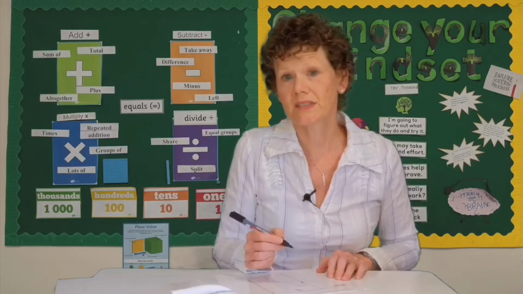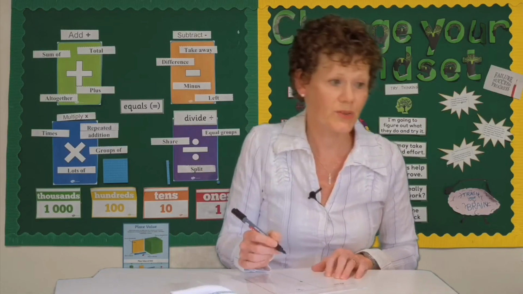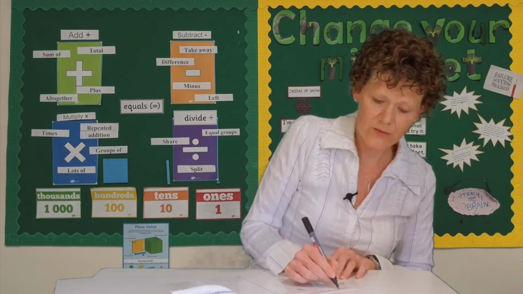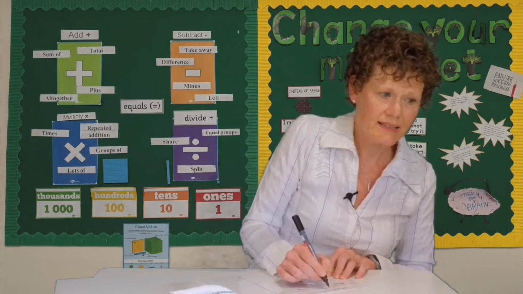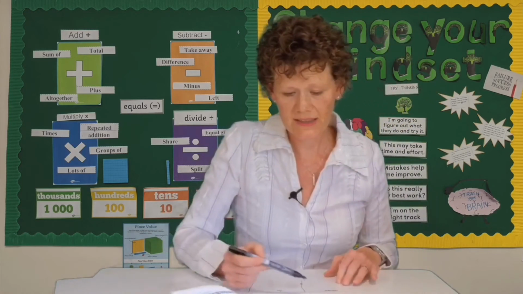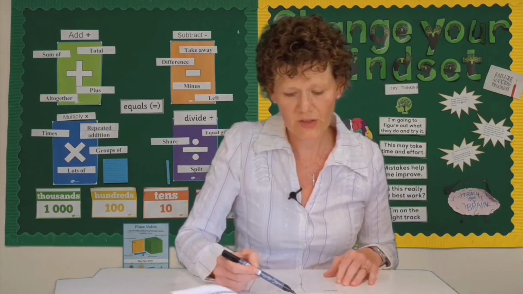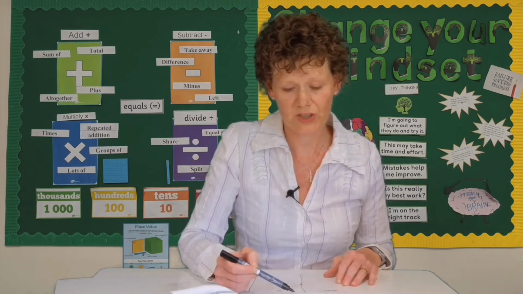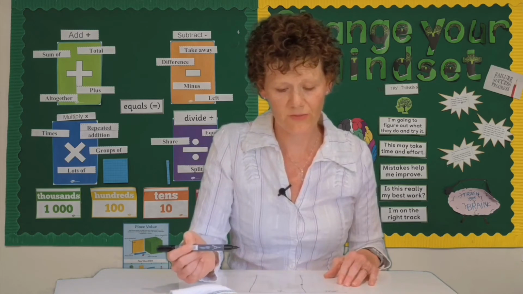My number sentence for this one is going to be 1.34 add 2.8. And you can see that I've deliberately made this column usage slightly different, so you can see how we can support the children using the concrete to get that right.